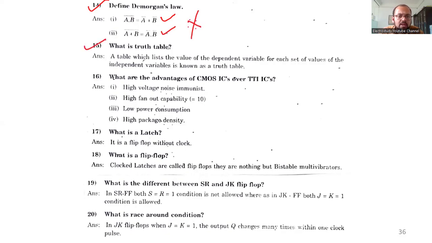What is a truth table? A table which lists the values of the dependent variable for each set of values of the independent variable is known as a truth table. Correct? So usually, if I talk about digital electronics, we represent values as true or false, 1 or 0.